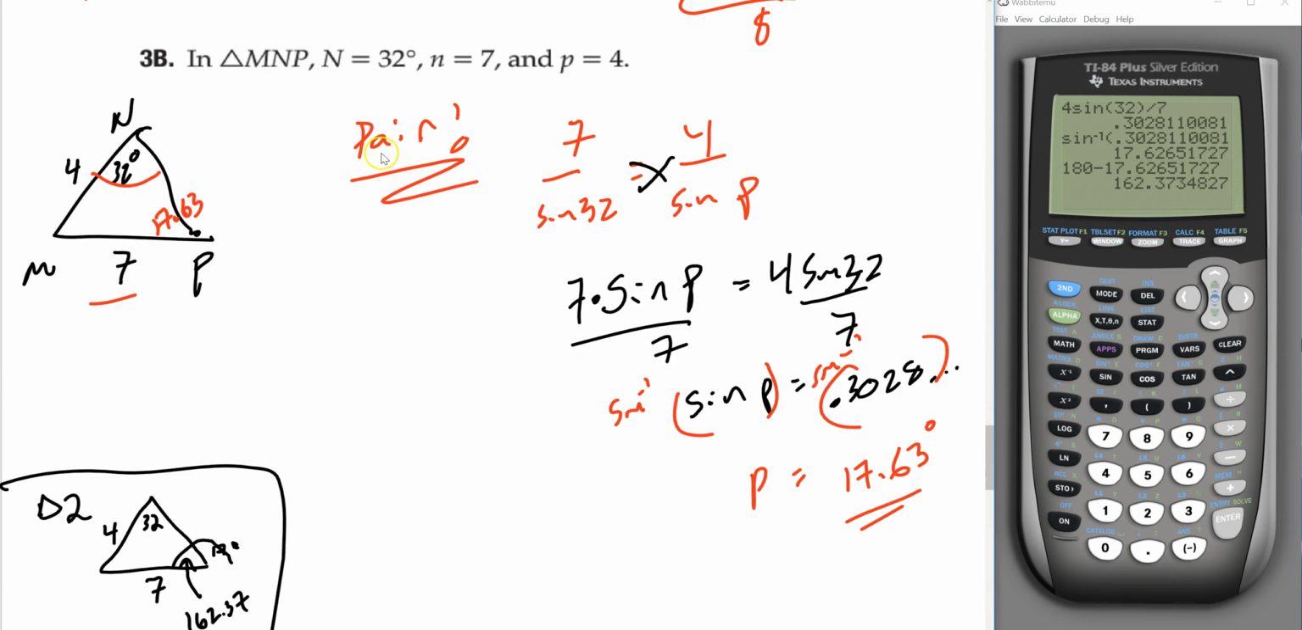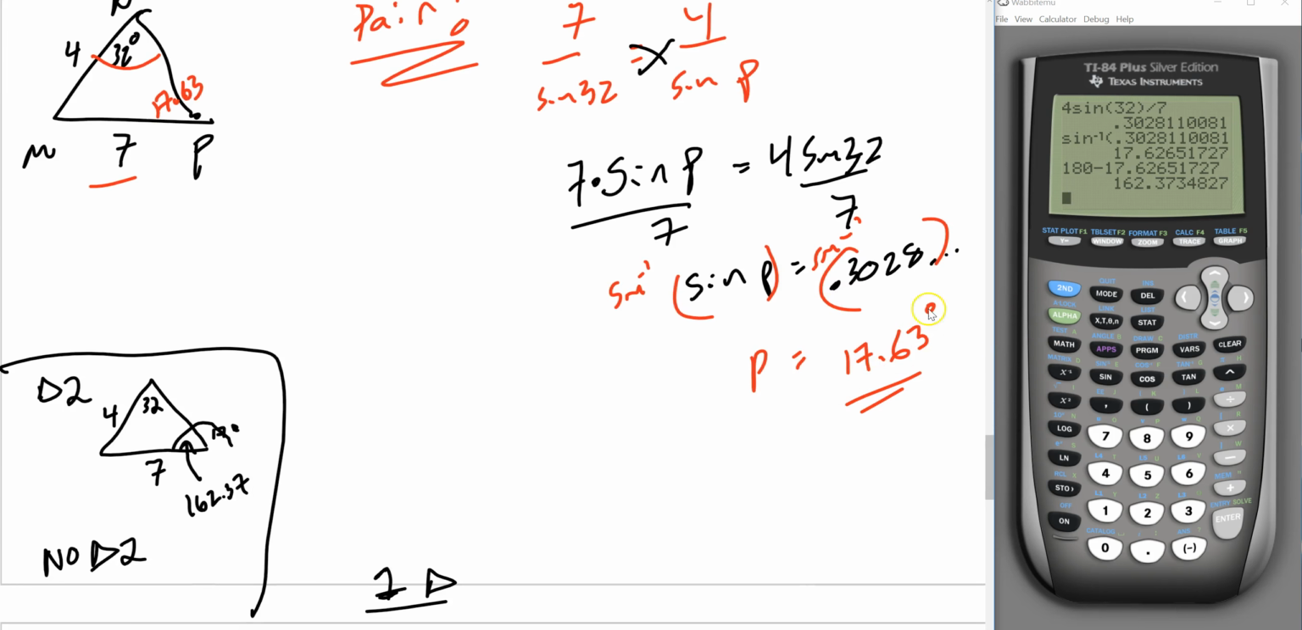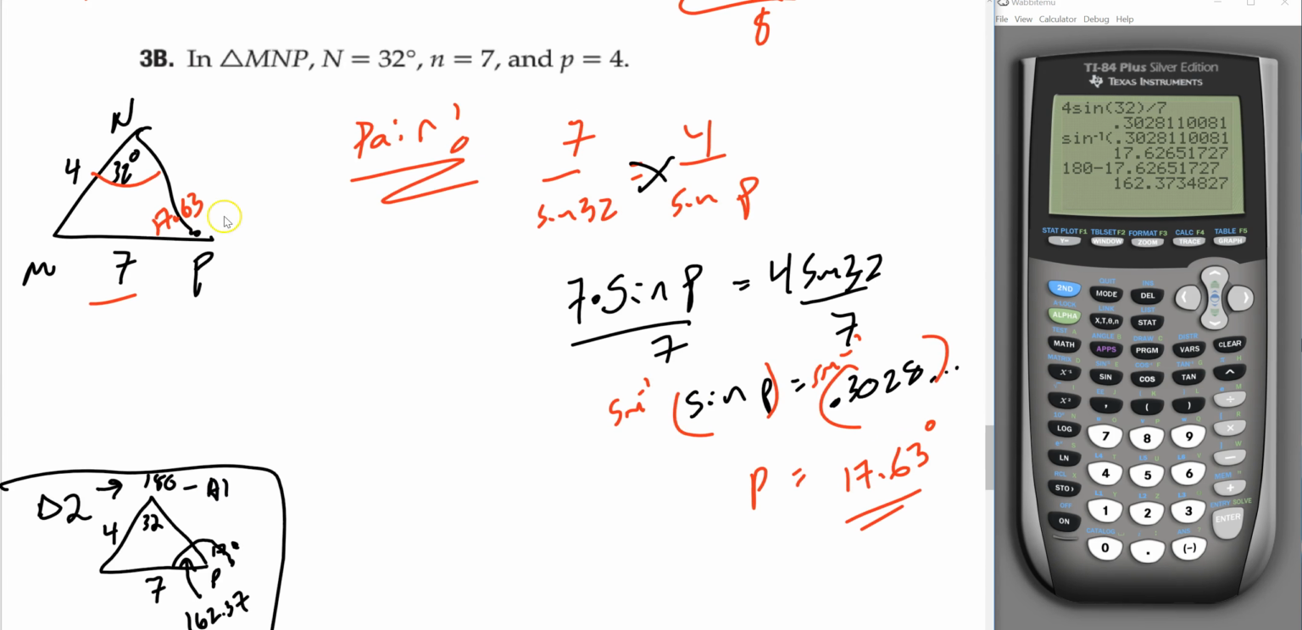You solve like normal. If you actually get a value for the first triangle, do 180 minus the first angle, because that's the rule. Just 180 minus the first angle you find, and then you get that exact same angle over here, so this would be like P prime, we call that. If that makes a triangle, then you have a second triangle. If it doesn't, you only have one triangle. So over here, we only have one triangle. Now we still have to solve the rest of it. Let's find our missing angle right there. That's going to be 180 minus 32 minus 17.63.